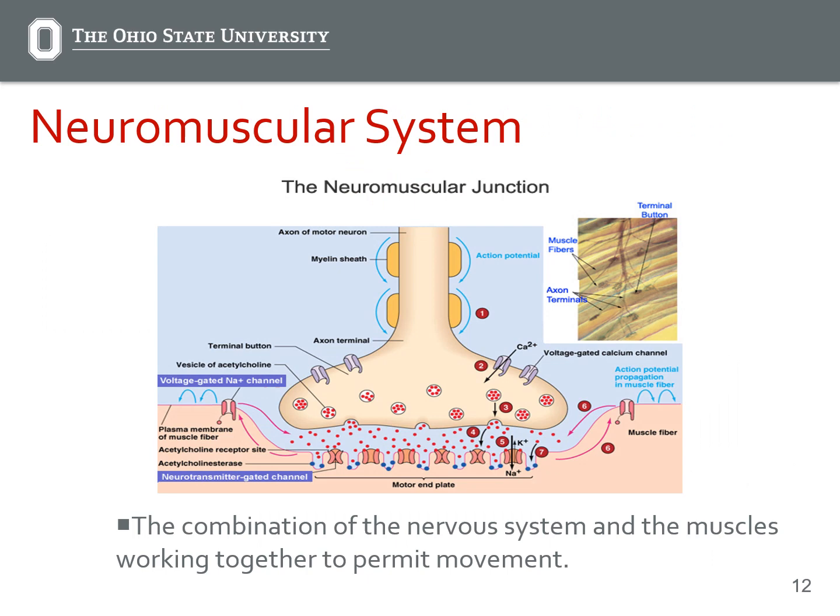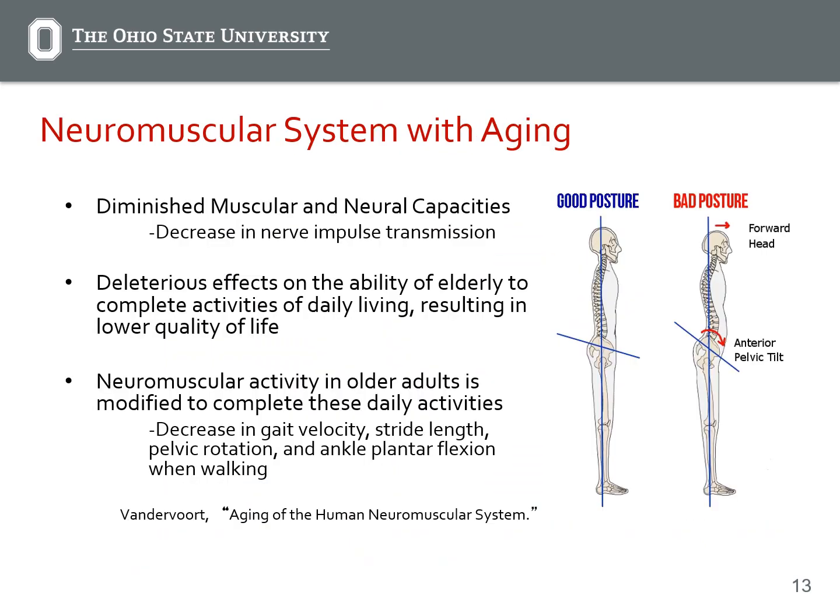Here with the neuromuscular control, the combination of the nervous system, we see lapses in that synapse. We see degradation in some of the proteins in that synapse, I guess, if you will, which is going to lead to diminishing capacities. So there's a decrease in nerve impulse transmission, the way that we signal from our brain to our muscles. We have degradation in myelin tissue and things like that.